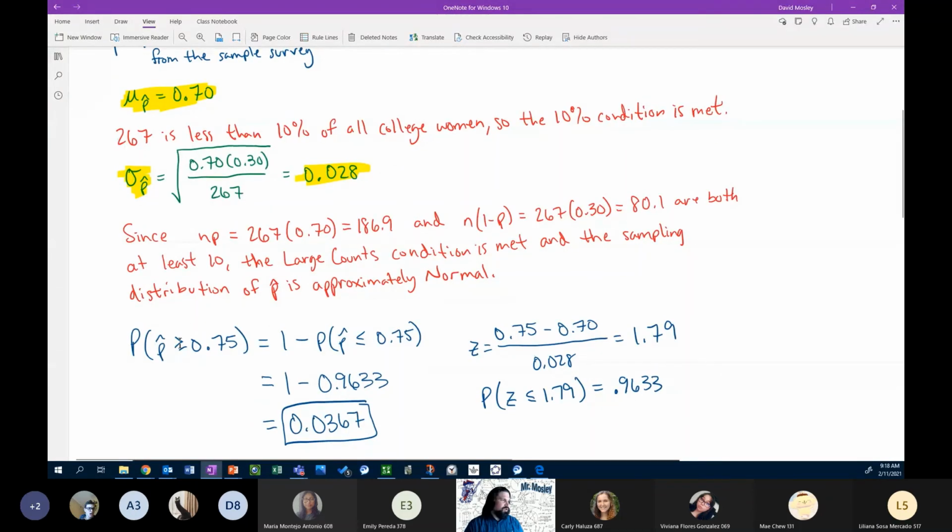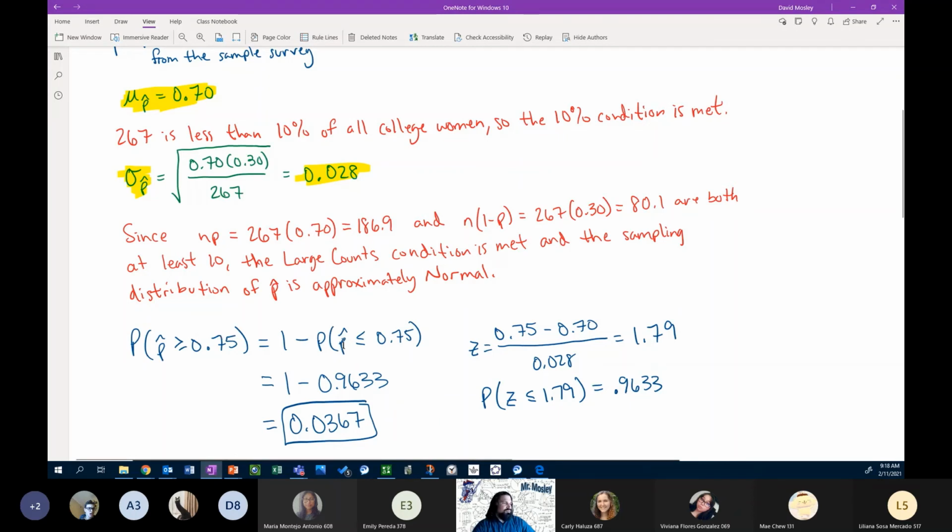We want to find the probability that p hat is greater than or equal to 0.75. So we standardize 0.75 and get the z-score: 0.75 minus 0.70 divided by 0.028 equals 1.79. The probability of z being less than or equal to 1.79 is 0.9633. We find this one because we need to use the complement rule, because our original calculation is asking for greater than or equal to. Table A doesn't give us that number.